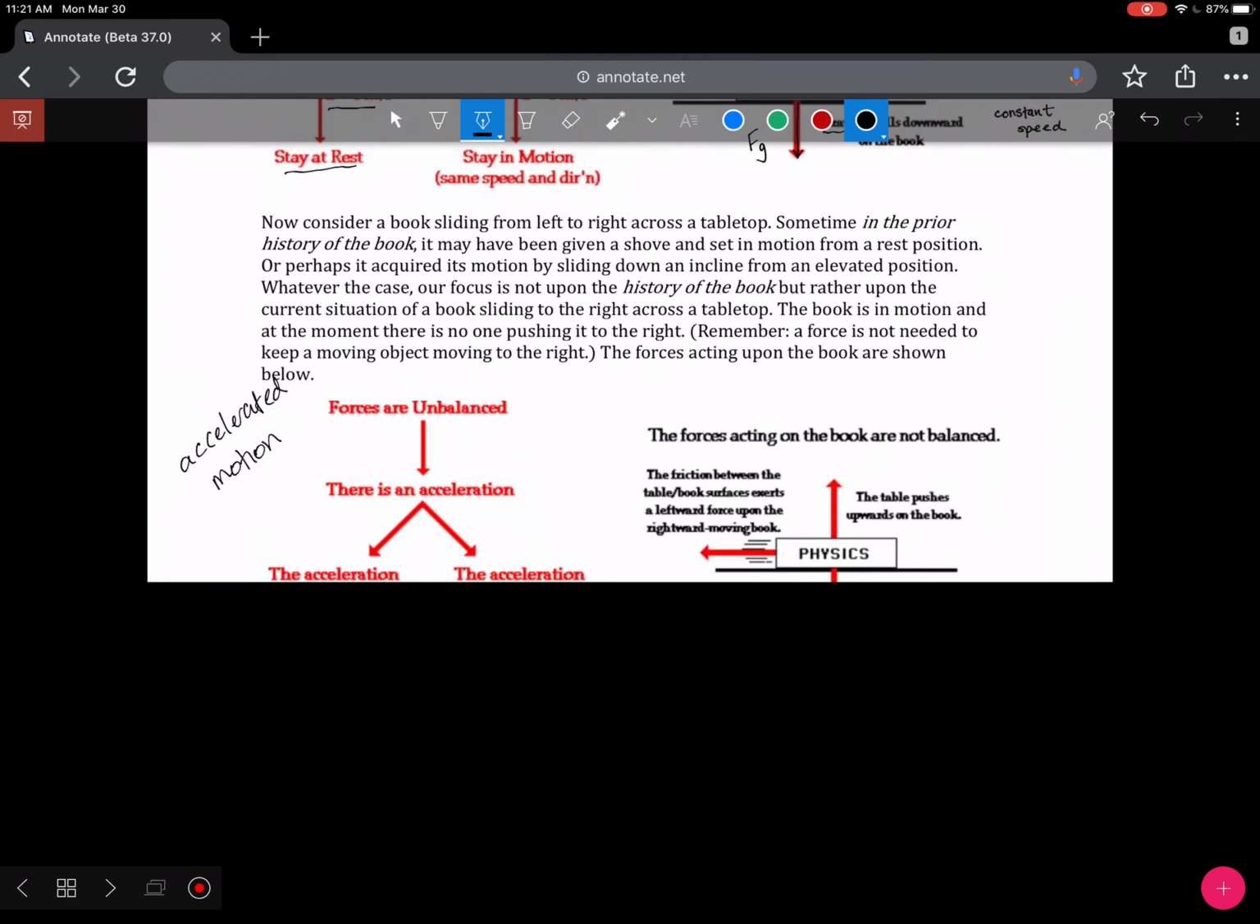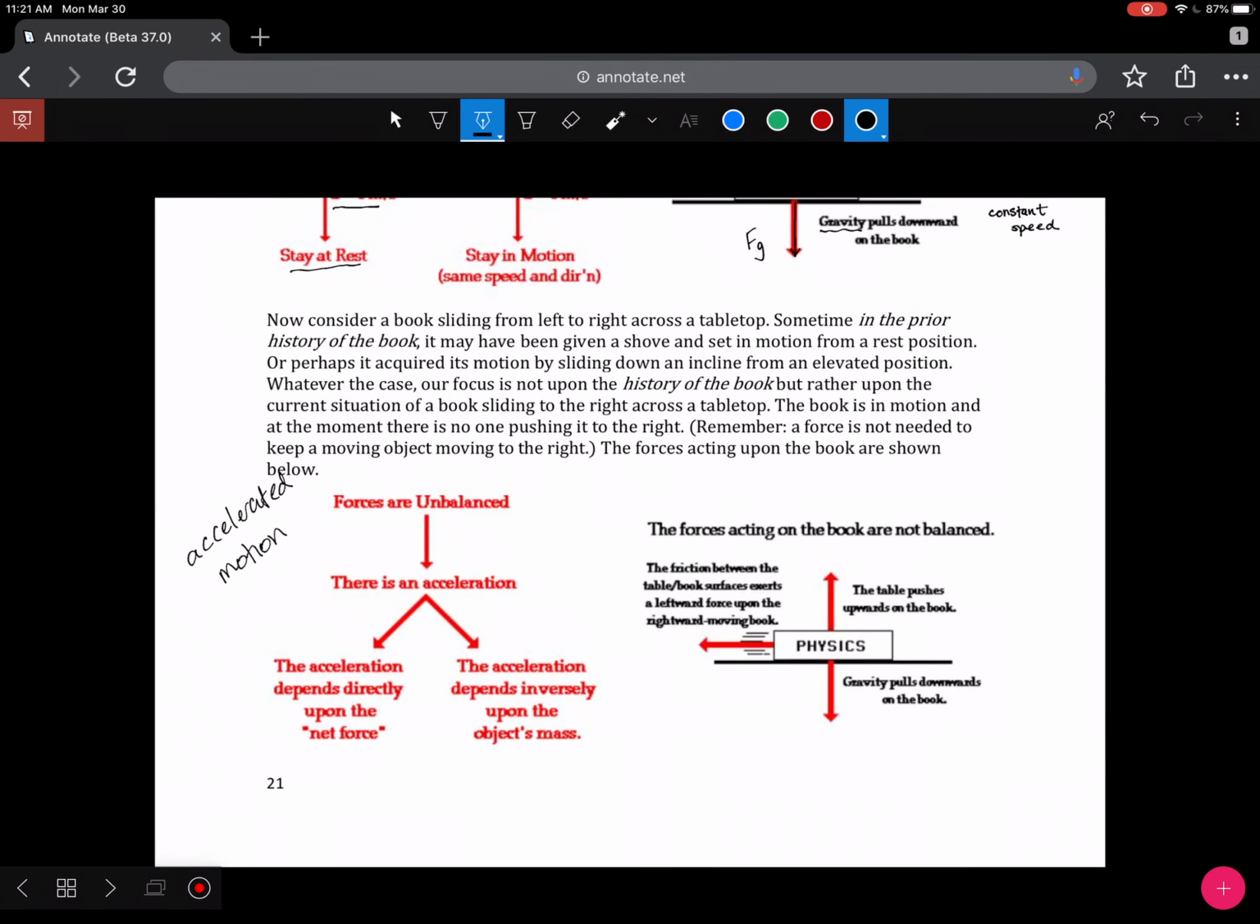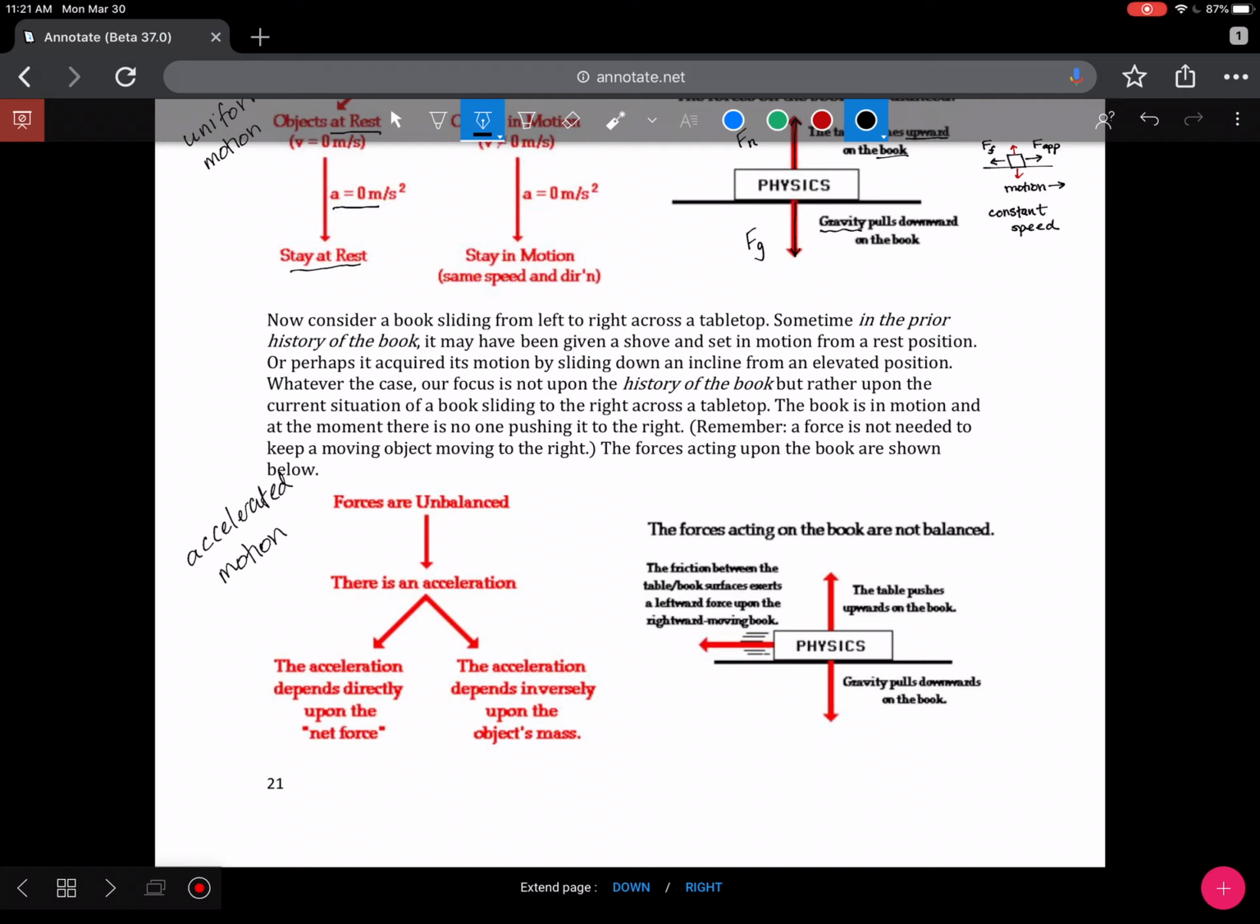All right. Now consider a book sliding from left to right across a tabletop. You can see in the diagram these little motion lines. It's moving to the right. Sometime in the prior history of the book, it might have been given a push, and so it was set into motion sometime in the past. Or perhaps it acquired its motion by sliding down an incline, like a ramp.